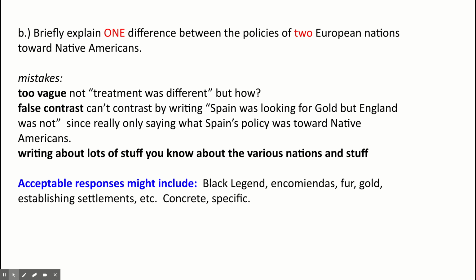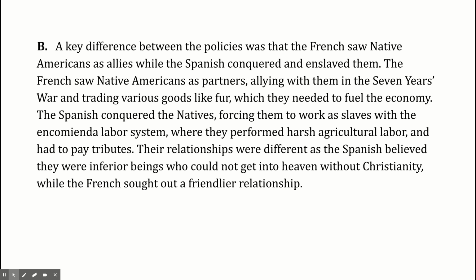Now, next one is one difference between the policies. Sometimes people say, like if you look in the middle, a false contrast. You can't say what one nation does and then say, but the other nation didn't do that. That doesn't actually show the difference. You have to show the difference by talking about each nation separately and what they did. Most people did okay on this one. Here's an example.